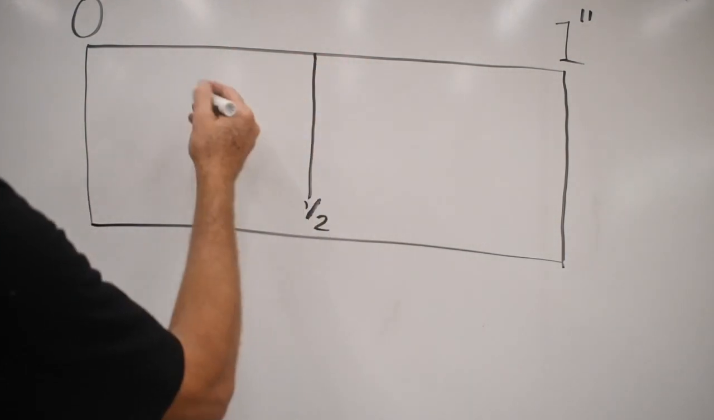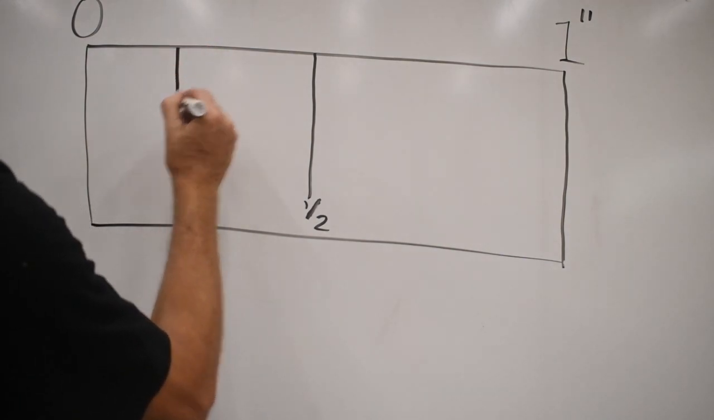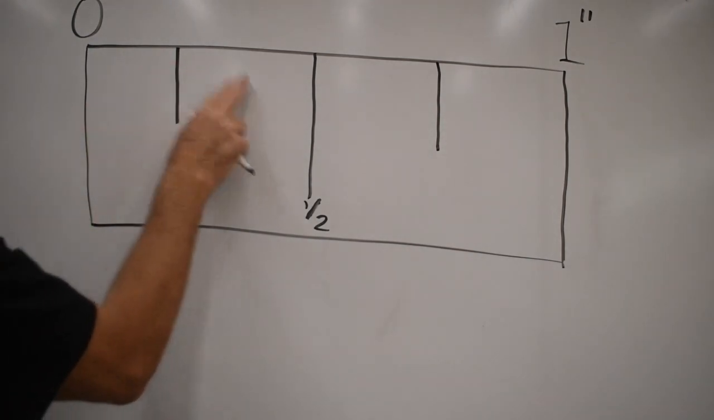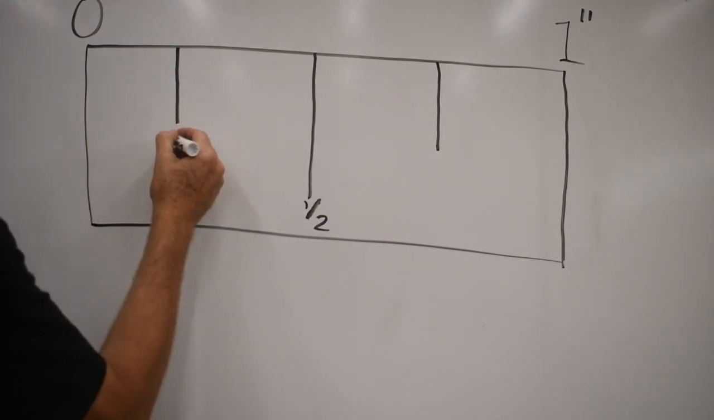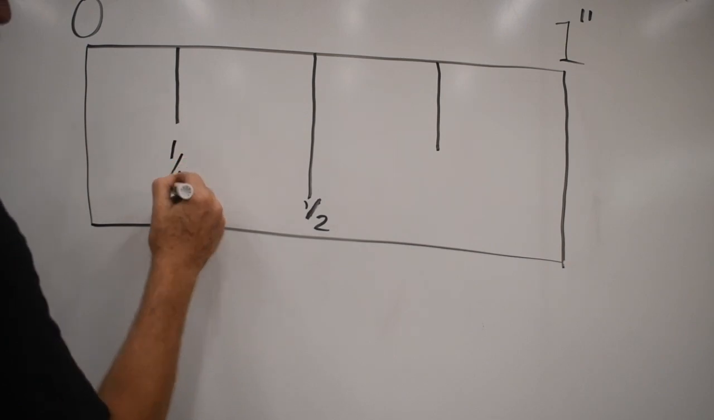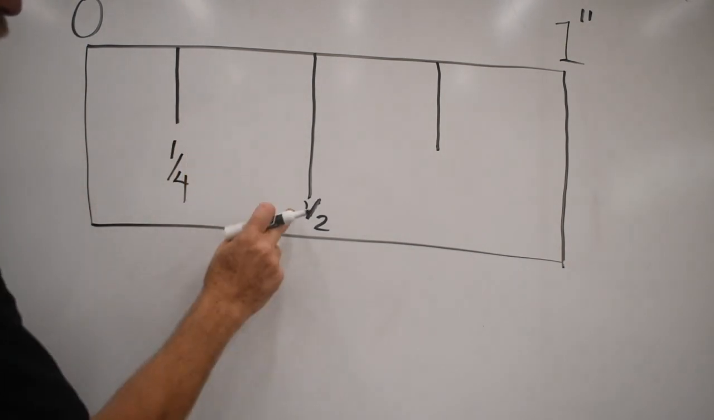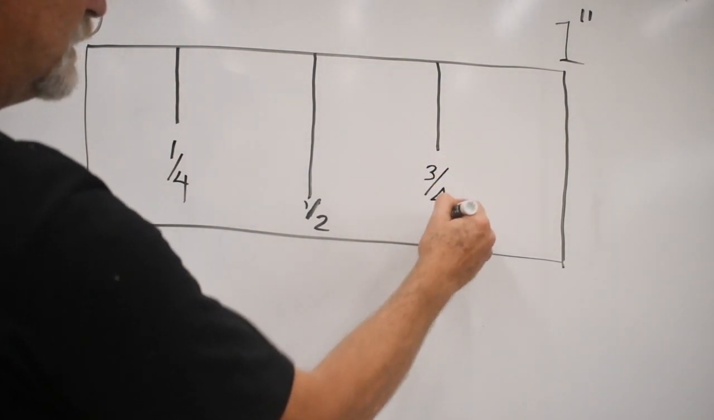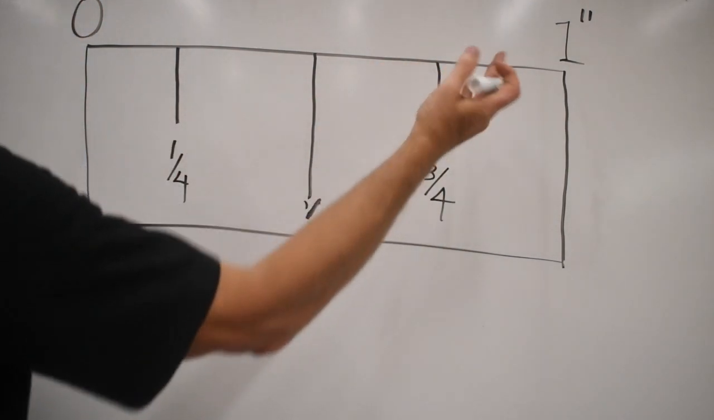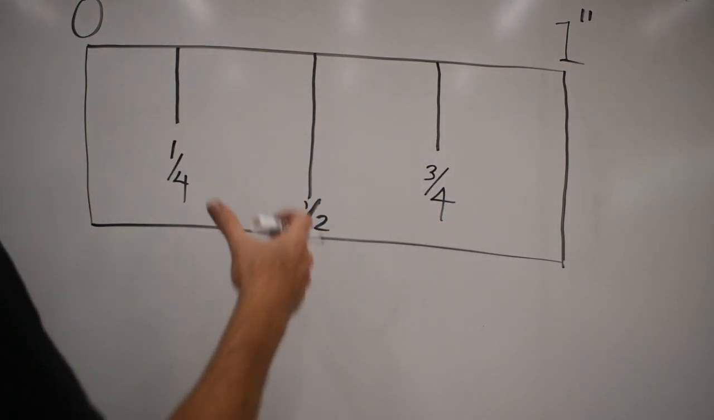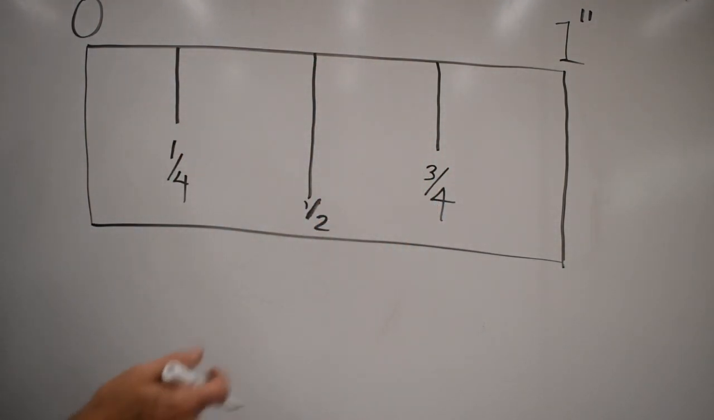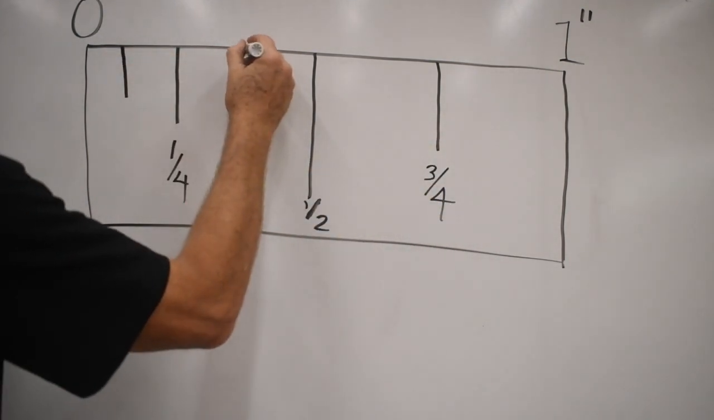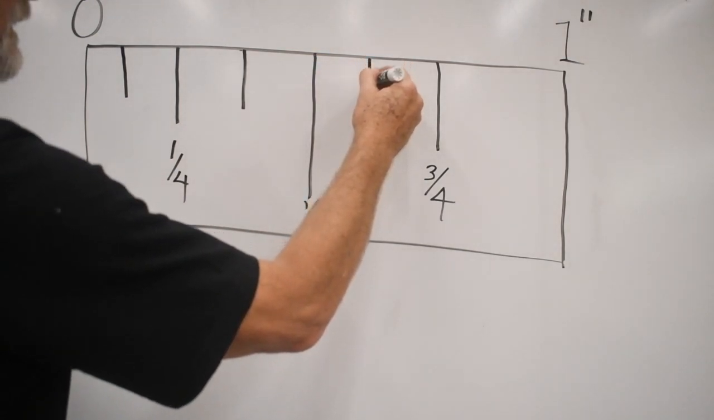Well, now we have 4 people, so we need to divide it into fourths. So we now have fourths. 1, 2, 3, 4. Of course, this would be 1/4, 1/4, 2/4, or 1/2. This would be 3/4. Like that. 1, 2, 3, 4. Now, let's say we have 8 people altogether that need to divide up this portion. So we will divide it into eighths.